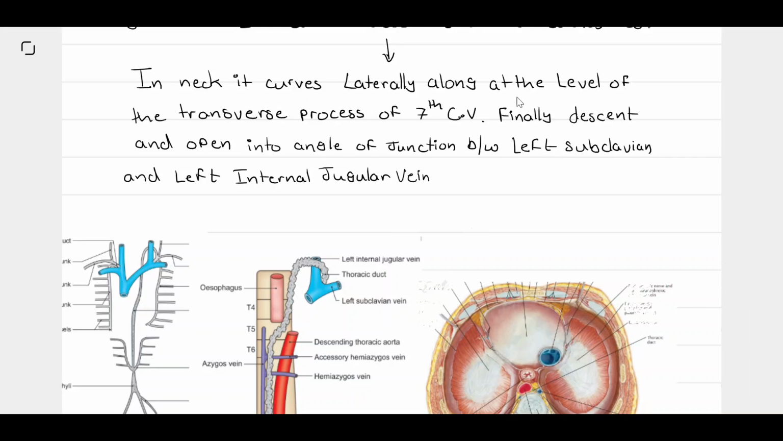It curves laterally at the level of the transverse process of the 7th cervical vertebra, and then it descends down and opens into the angle of junction between the left subclavian and left internal jugular vein. So this is our left subclavian and this is our left internal jugular vein. So this thoracic duct opens at the junction between the left subclavian vein and the left internal jugular vein.